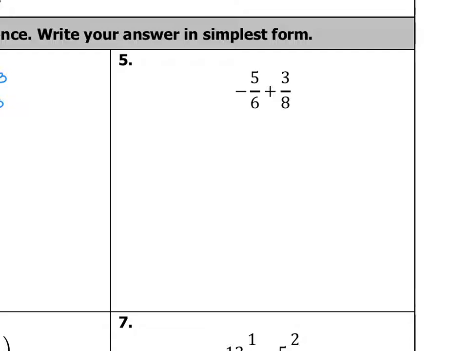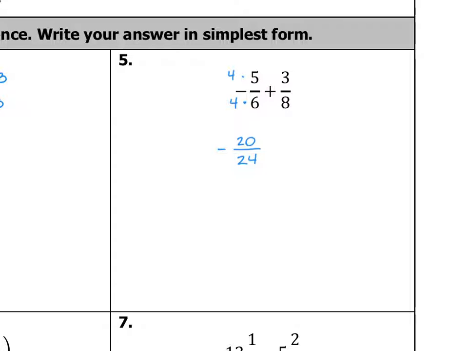Okay, number 5, let's look at our denominators. We have a 6 and an 8. The LCM of 6 and 8 is 24. So I need to multiply both denominators in order to get a 24. Well, the first fraction has a 6 as the denominator, so I can multiply 6 times 4 to get 24. Same thing for the numerator. So this gives me the fraction negative, don't forget to keep the negative sign, 20 24ths.